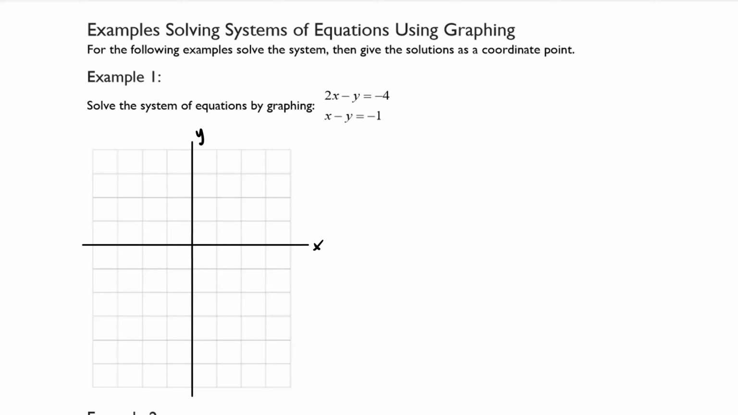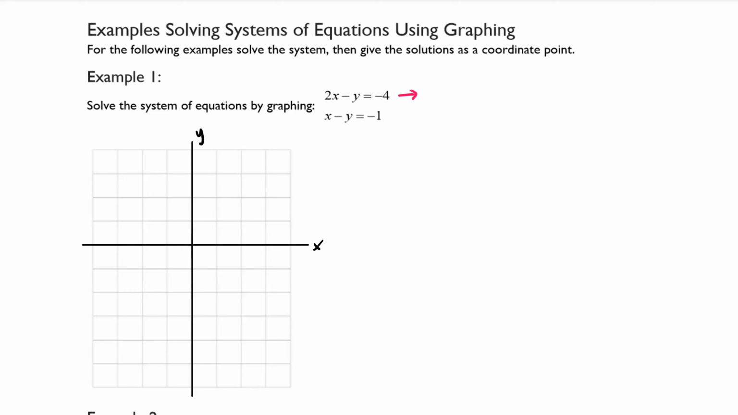For the following example, solve the system, then give the solutions as a coordinate point. Example 1 wants us to solve the system of equations by graphing 2x minus y equals negative 4 and x minus y equals negative 1. Let's go ahead and change these into slope-intercept form.